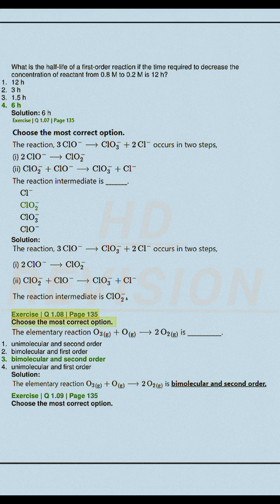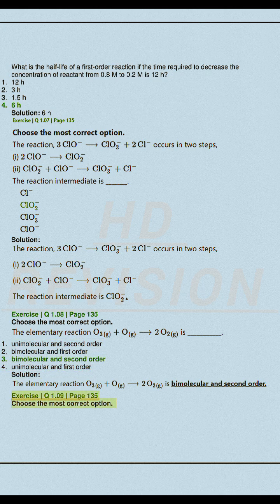Solution. Exercise Q 1.08, page 135. Choose the most correct option. 1) Unimolecular and second order, 2) Bimolecular and first order, 3) Bimolecular and second order, 4) Unimolecular and first order. Solution.